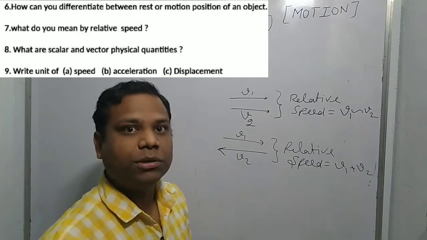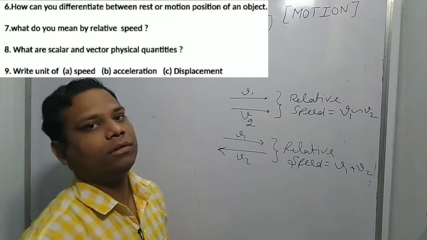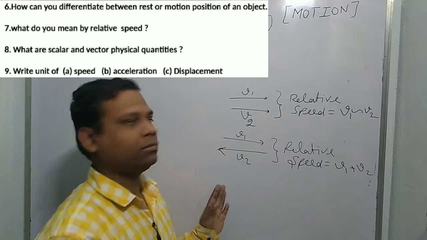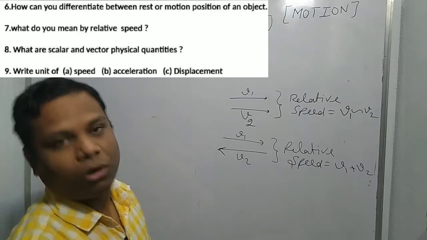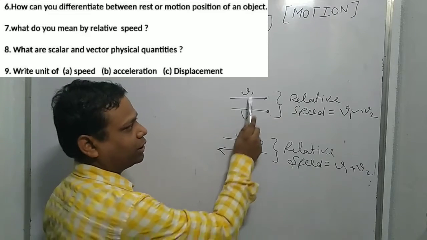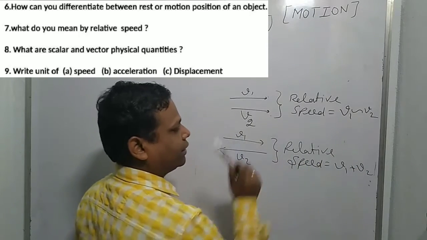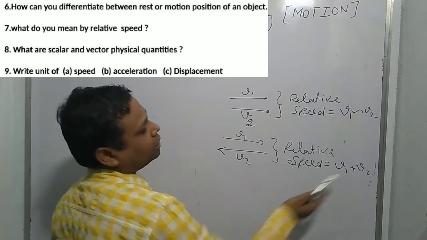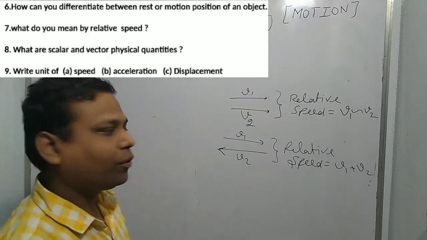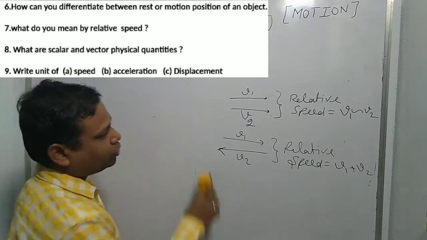Listen, relative speed is the comparison of two different motions, two different speeds of cars or objects. If both are in the same direction, then it is the difference, and when in opposite directions, it will be the sum of their speeds. Okay students, next question.